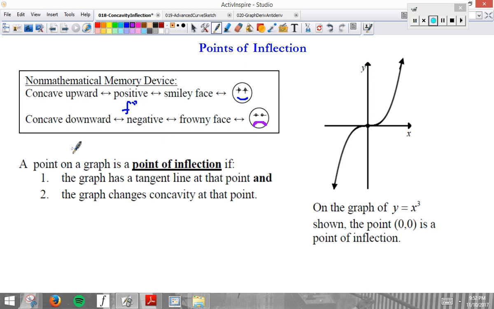So, a point on a graph will be called a point of inflection if two things are true. A, the graph has a tangent line, meaning that f is differentiable. And remember that being differentiable means we are continuous, means we have no sharp turns, and means we have no vertical tangent lines. Continuous means no holes, no jumps, no vertical asymptotes. That's all packed into that one word. You have to memorize it all.